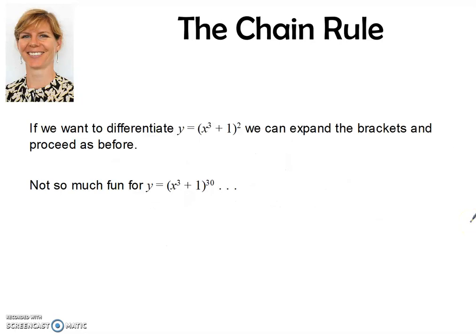So we know from our previous work with calculus that if we want to differentiate something like this, where we've got y equals x cubed plus 1 to the power of 2, then we can expand the brackets out and then just proceed as before, bring the power down, reduce by 1, and so on, which is fine when you've got a power of 2. Maybe okay for power of 3, starts getting a little bit painful when you're talking about a quartic. When you get up to something like to the power of 30, that's just going to be irritating. So we need another method of doing this.